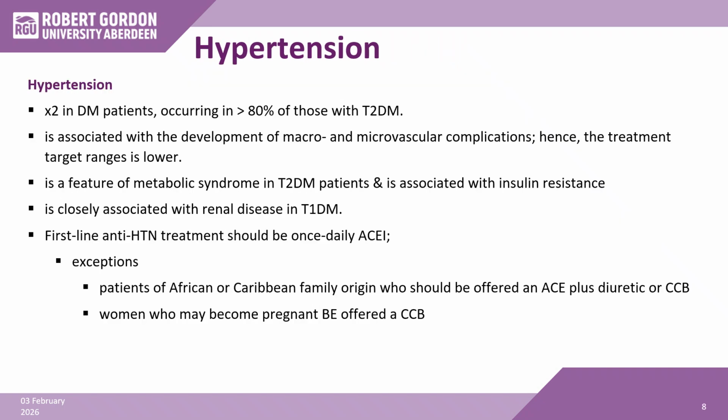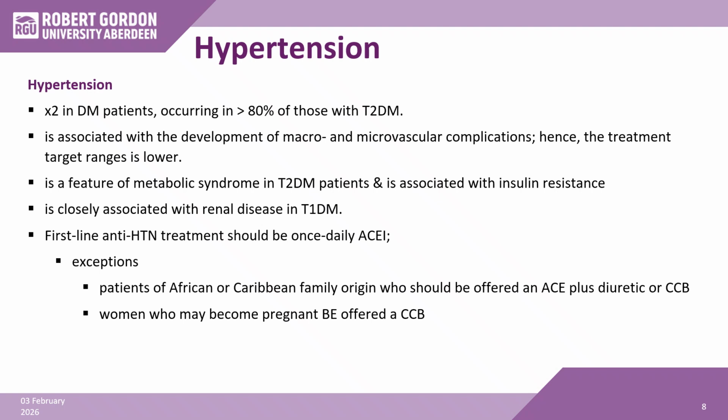Okay. Hypertension, again, is way more pronounced in people with type 2 diabetes and diabetes in general, and it is associated with the development of both macro and microvascular complications. Therefore, its treatment is important. It's also a feature of the metabolic syndrome that we covered in the type 2 diabetes section, and is associated with insulin resistance, and is very closely related to renal disease in type 1 diabetes.